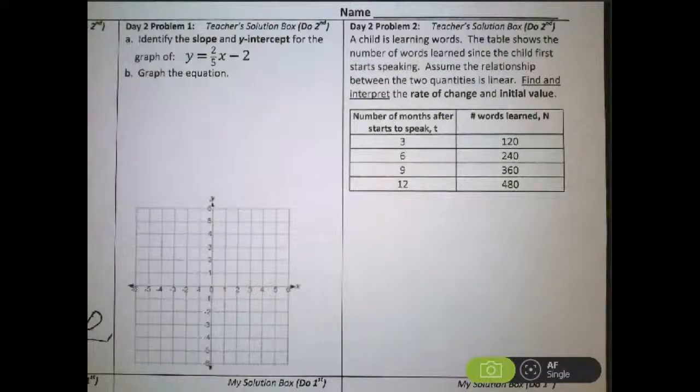Here's the solution for day 2, problem 1. Question A, identify the slope and y-intercept for the graph of y equals 2/5 x minus 2. And then part B, graph this equation.